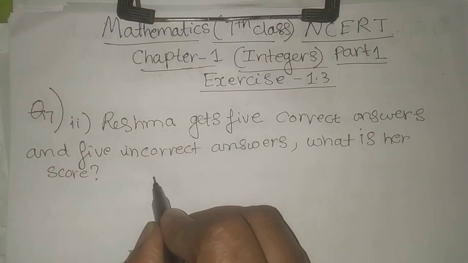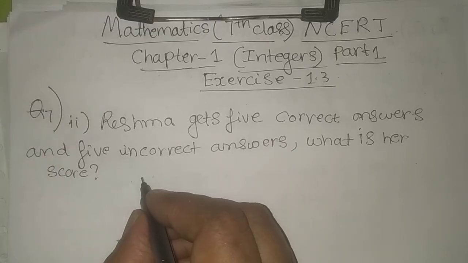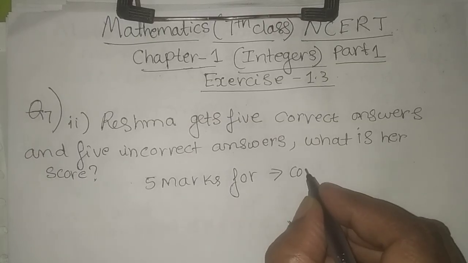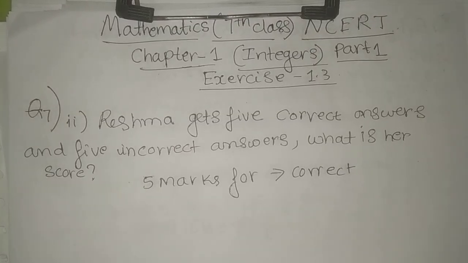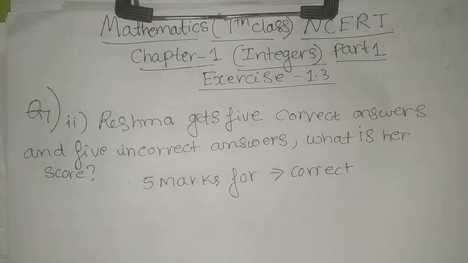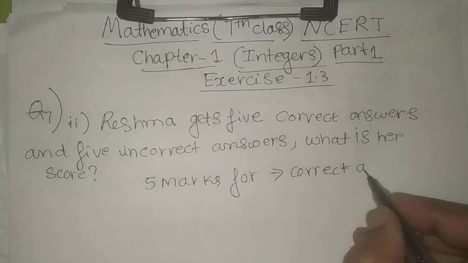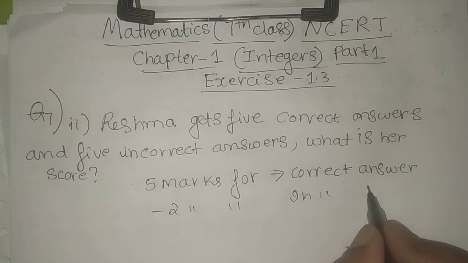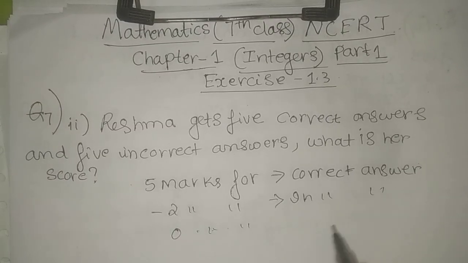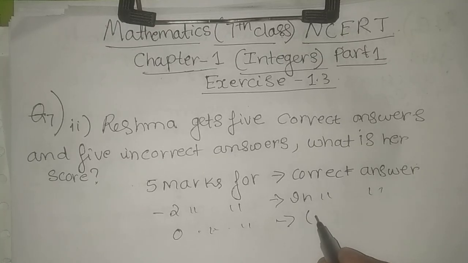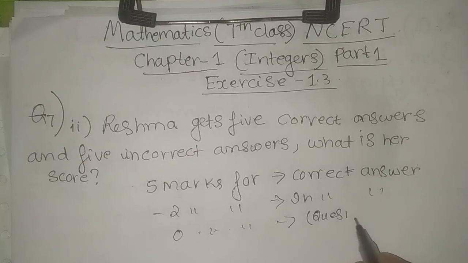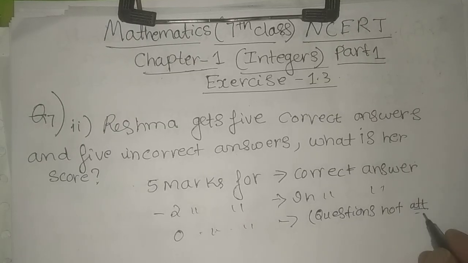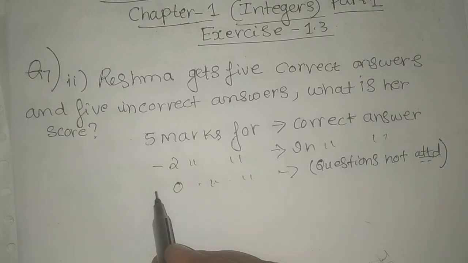So the data given is 5 marks for a correct answer, then minus 2 marks for an incorrect answer, then 0 marks for the questions not attempted. So now we solve this problem.